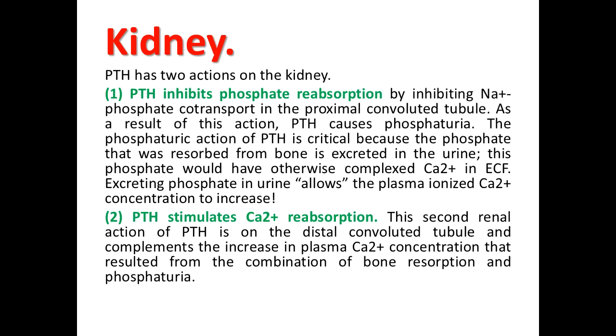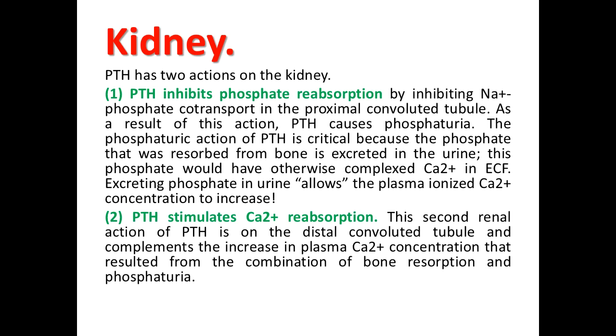Finally, we reach the kidney. Parathyroid hormone has 2 actions on the kidney. First, it inhibits reabsorption of phosphate, and we mentioned that earlier in the lecture. The parathyroid hormone acts on its receptors on the cell membrane of proximal tubules, and it inhibits phosphate reabsorption in the kidney and produces phosphaturic action, which increases phosphate excretion in urine.